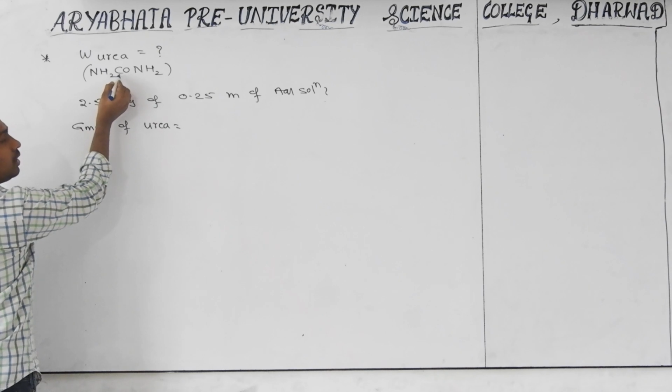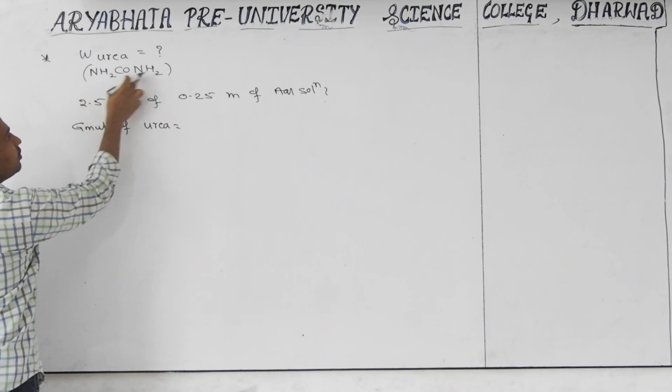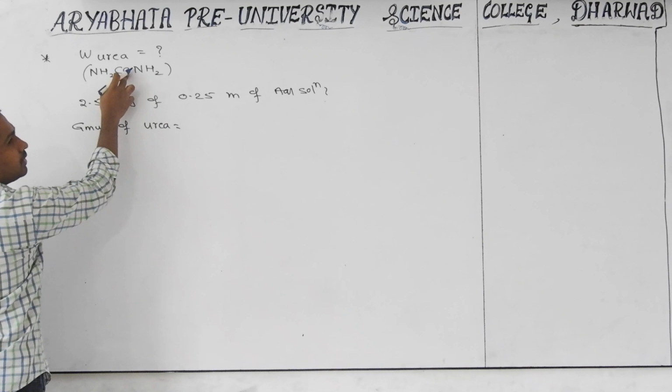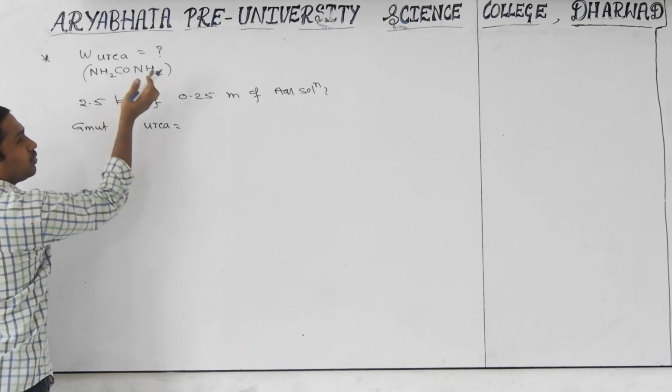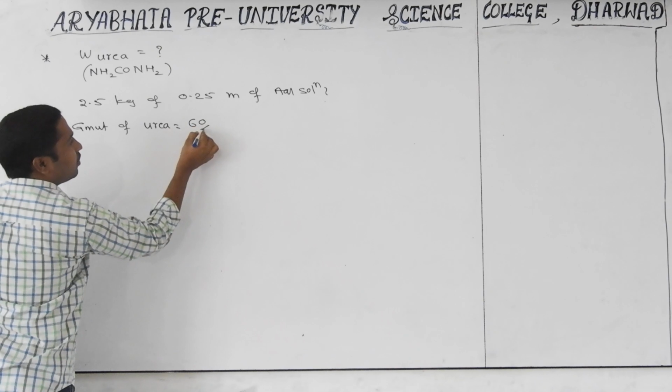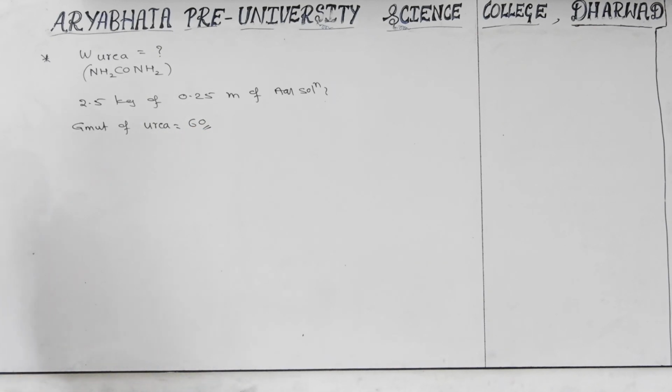28 plus 12, 40 is coming. 40 plus, how much is coming? Oxygen, 16, 56. 56 plus 4, 60 is coming. Molecular mass of urea is nothing but 60. Like that, ethanoic acid is nothing but acetic acid.